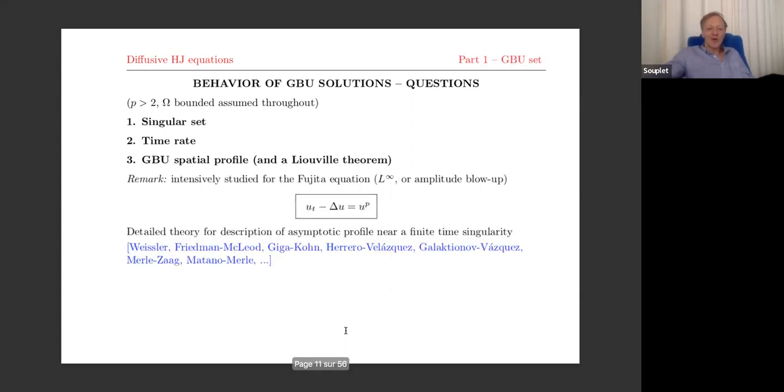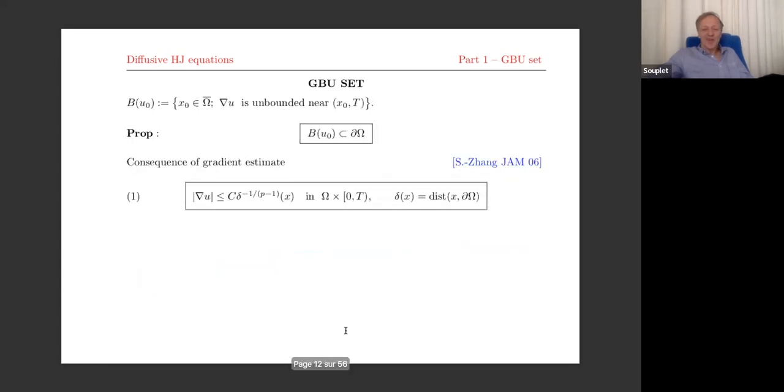Of course, all these questions have been intensively studied for the Fujita equation, except that it is, as I already said, infinity blow-up and not gradient blow-up. And there is a detailed theory for the asymptotics near finite singularity, which is by now, I would say, almost complete in the subcritical regime. But in the supercritical regime, there are more and more very sophisticated results, but no full picture at this point.